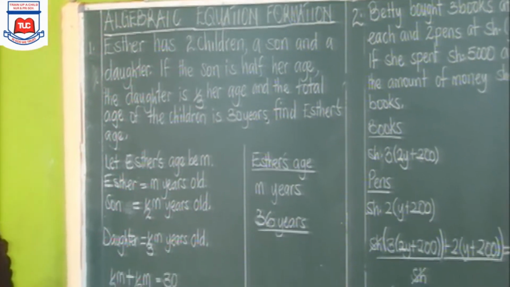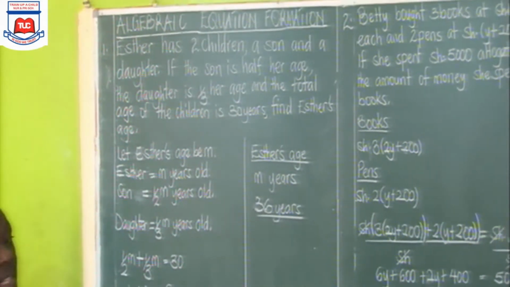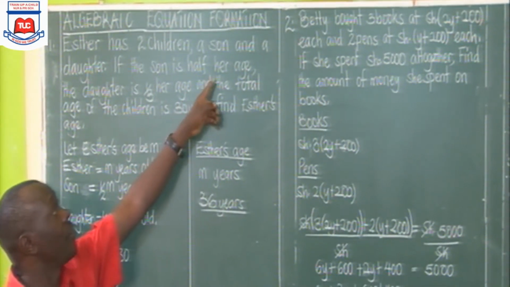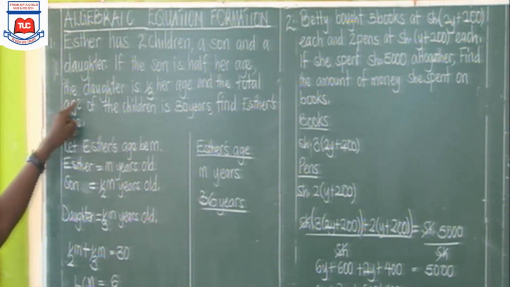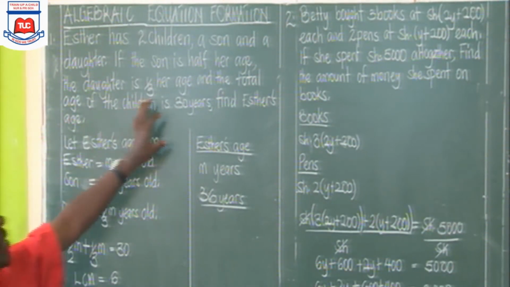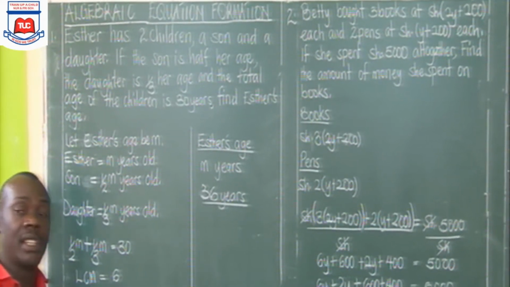I'll read again. Esther has 2 children, a son and a daughter. If the son is half her age, the daughter is a third her age, and the total age of the children is 30 years, find Esther's age.